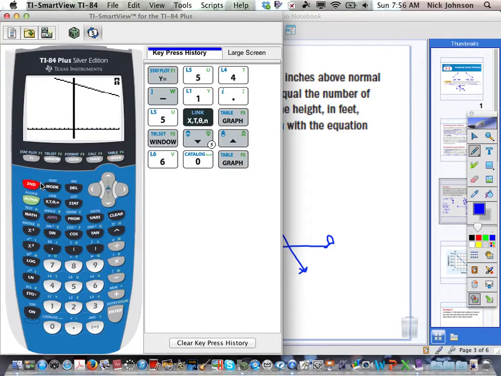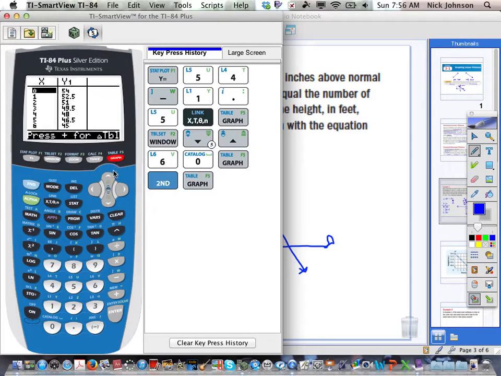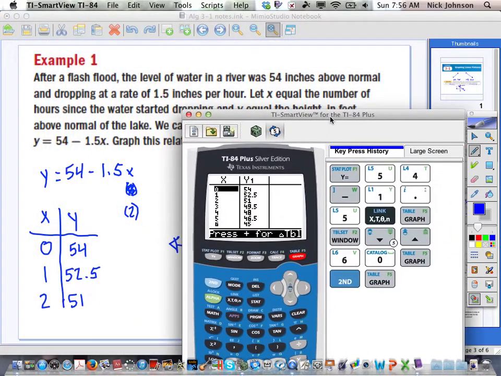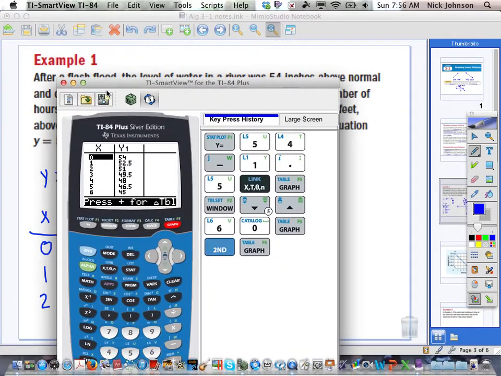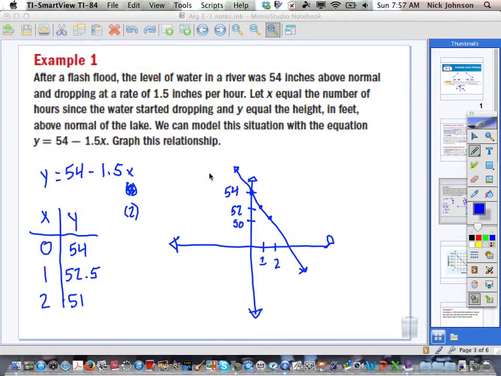Or I could go to my table. Second function table. 0, 54, 1, 52.5, 2, 51. I found those 3 points, right? So you can do it by your hand. You can do it by your calculator. Which one's easiest for you?